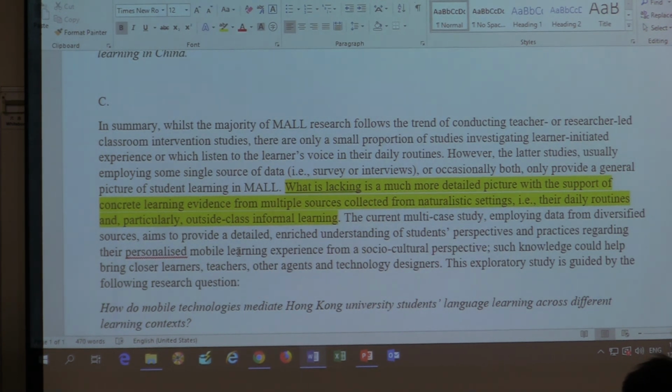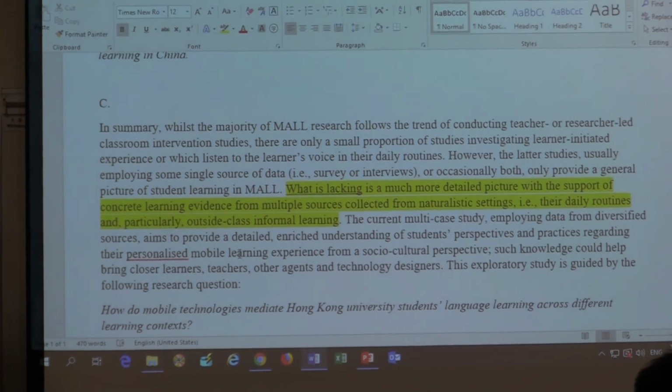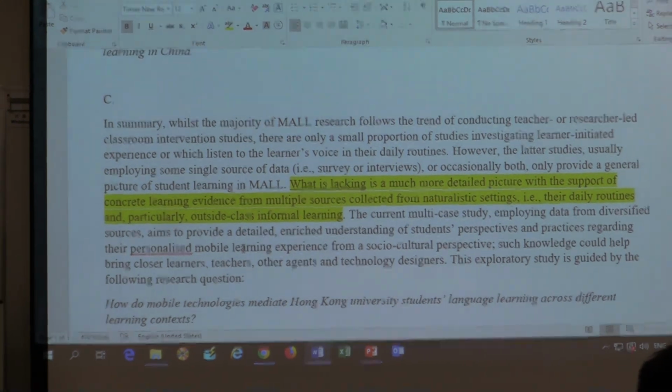So you have to pay attention to these key phrases and structures to identify the research gap. And also try to learn to indicate your research gap with such lexical or syntactical constructions, okay? Right. Okay, so let's take a 10-minute break, okay? Okay, 10-minute break.